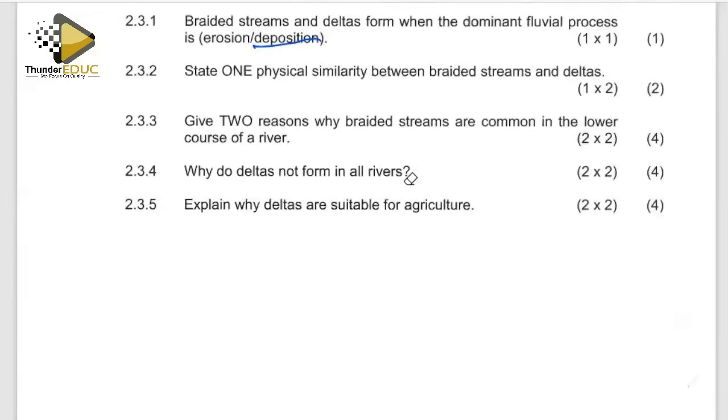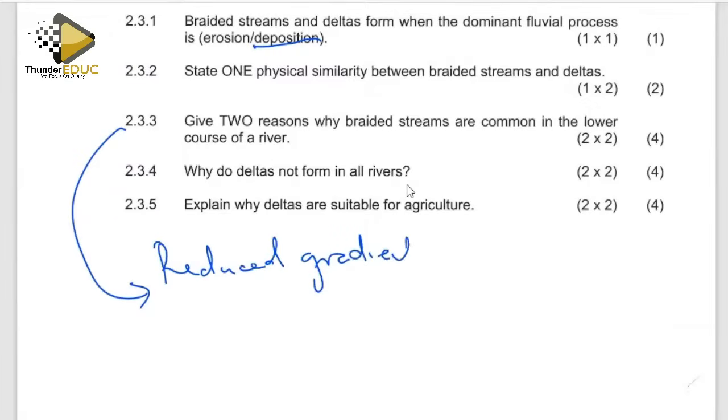Give two reasons why braided streams are common in the lower course of the river, right? The justification why we have the braided streams in the lower course of the river is there is reduced gradient, which leads to reduced velocity. When the river ultimately is flowing over a flat-lying area, it means the gradient is reduced and apparently the velocity of the river is also reduced.